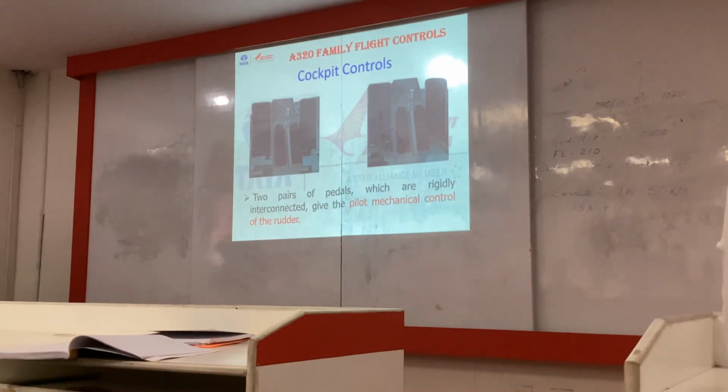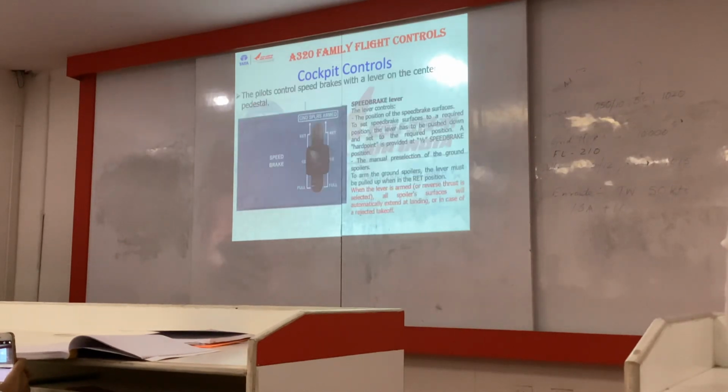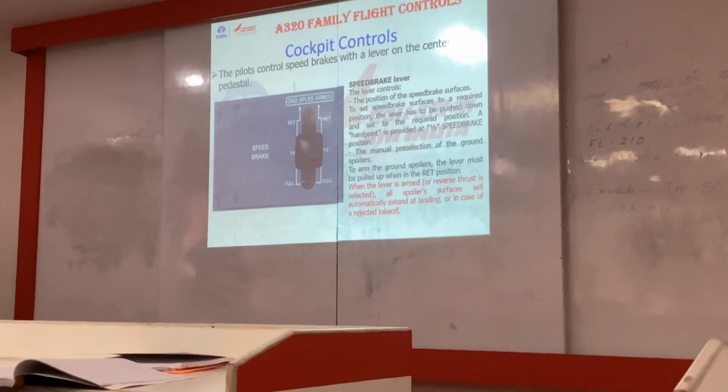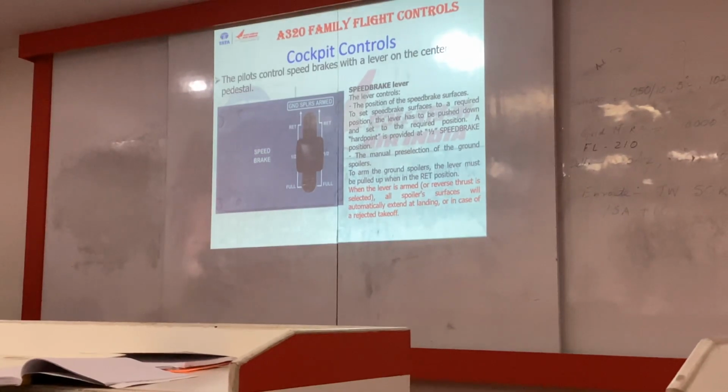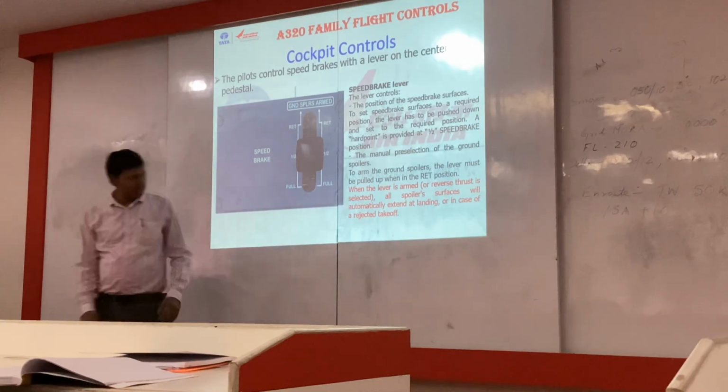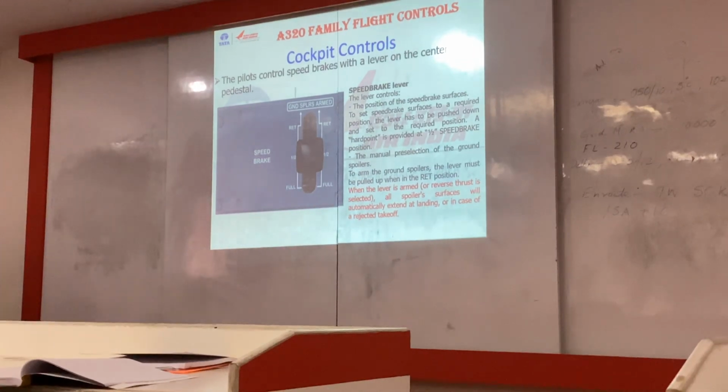Rudder, two pedals, internal control of the rudder. Then the speed brakes: there is a lever on the center pedestal. Whenever the lever is on or reverse thrust is selected, all the spoiler surfaces will automatically extend at landing or in case of rejected takeoff.